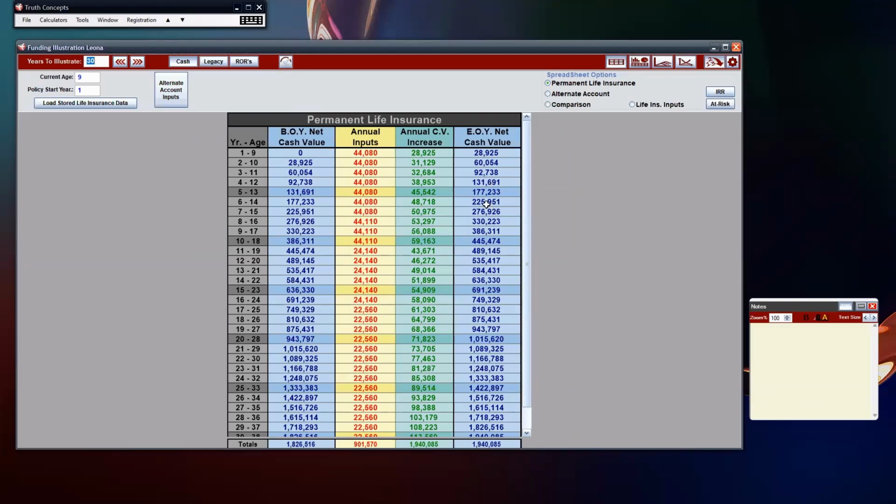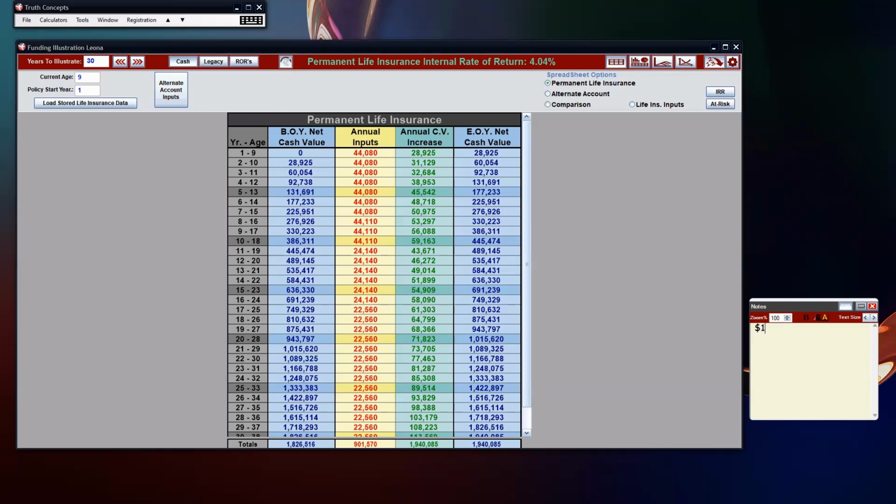And we can clearly see, in the first year, there's $44,000 going in, but we only end up with $28,925. So we have a loss. But if we look at the internal rate of return over this life insurance policy over 30 years, we see that it says it's 4.04.